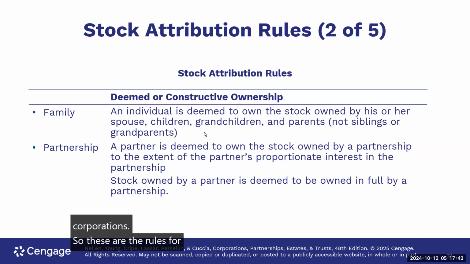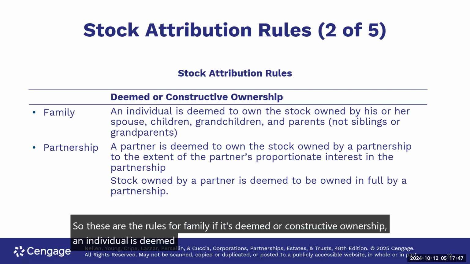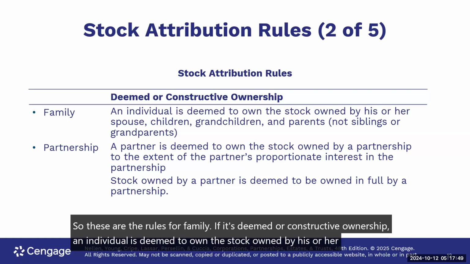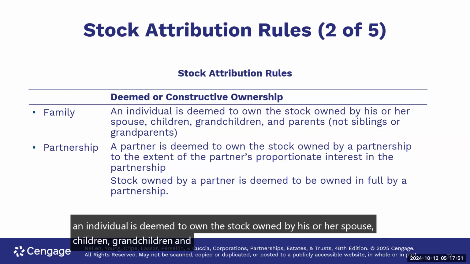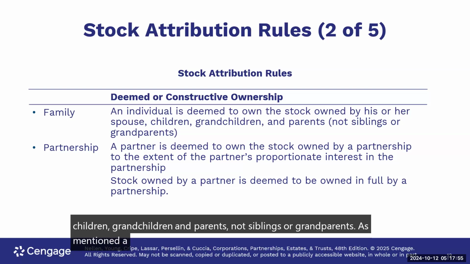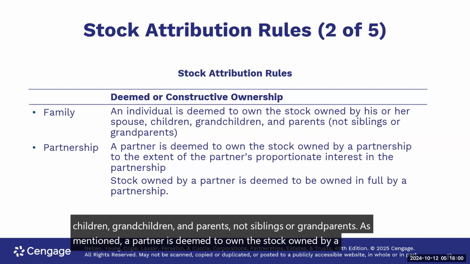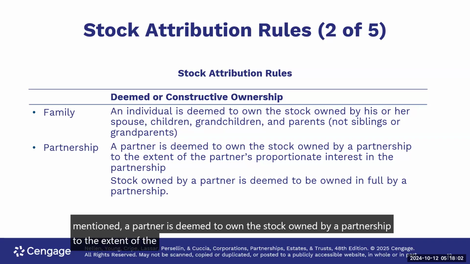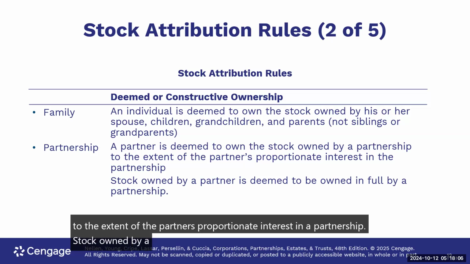If it's deemed or constructive ownership, an individual is deemed to own the stock owned by his or her spouse, children, grandchildren, and parents, not siblings or grandparents as mentioned. A partner is deemed to own the stock owned by a partnership to the extent of the partner's proportionate interest in the partnership. Stock owned by a partner is deemed to be owned in full by a partnership.